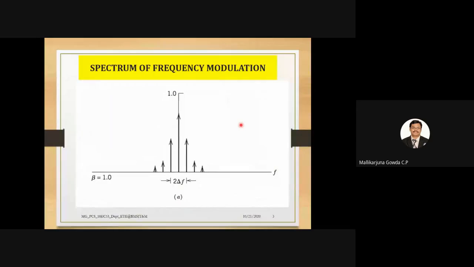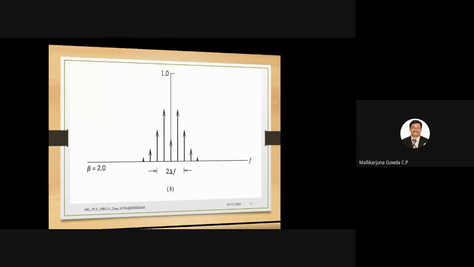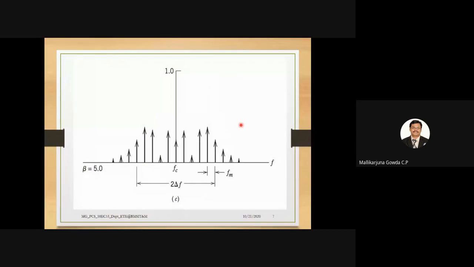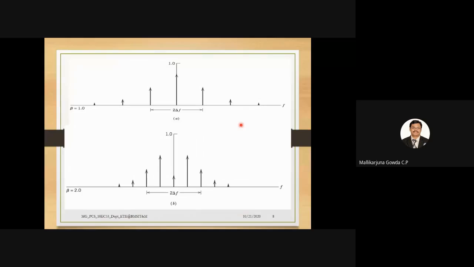Yes. So this is the diagram I've shown. Keeping the frequency of the message signal constant, I'm varying the amplitude of the message signal, right? This is when the value of beta is 1, and this is when the value of beta is 2, right? And this is when the value of beta is 5. So the next three diagrams are for the same thing: when beta is 1, when beta is 2, and when beta is 5.